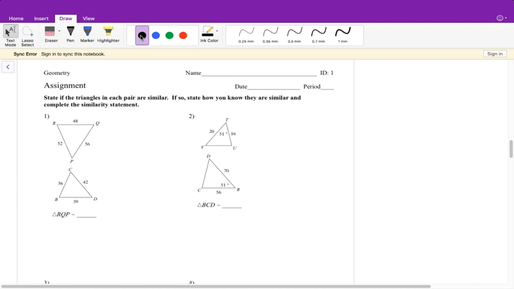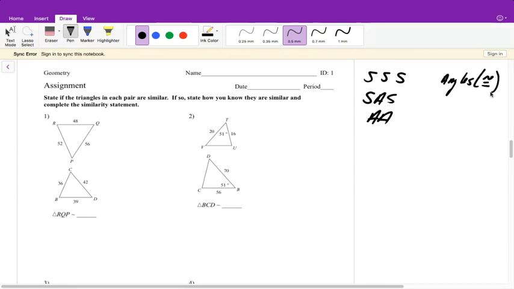All right, so this is going to be the review video going over the packet I just gave you in class. So from here, you're just asked to state if the triangles in each pair are similar. There are three methods we can use: side, side, side, side, angle, side, or angle, angle. And remember, when we talk about our angles, they are congruent, meaning they're equal. And when we talk about sides, they have the same ratio. So we're not just looking to see, are the sides exactly the same?